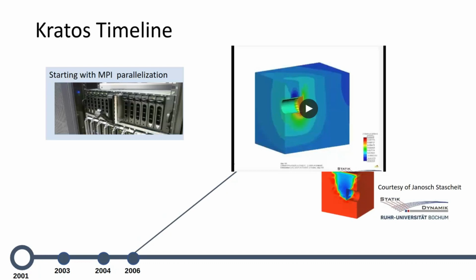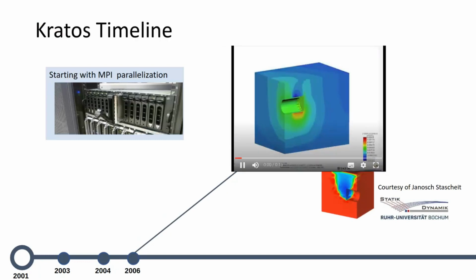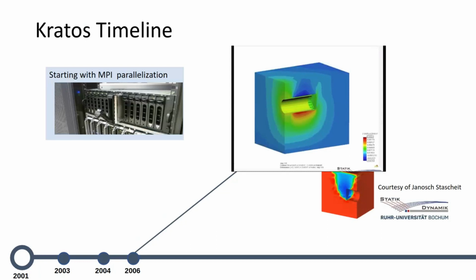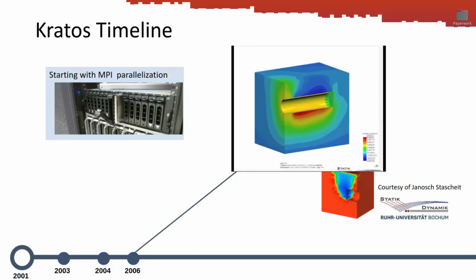MPI parallelization came next, and Ruhr Universität Bochum in Germany also started working with Kratos. Here they have a simulation of a tunneling machine. This was a very large simulation, and they used this MPI parallelization. They continued working and developing.